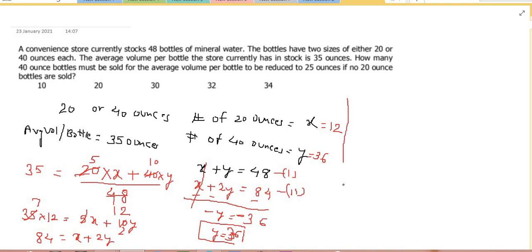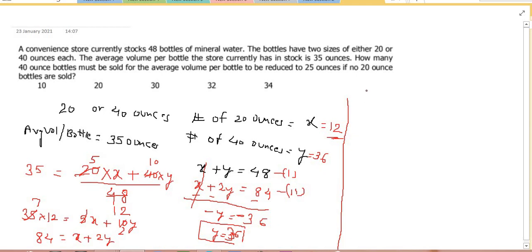All right. So now it is very important to figure out this part. Now that we have figured out the number of bottles, what is the question? The question is, how many 40 ounces bottles must be sold for the average volume per bottle to be reduced to 25 ounces if no 20 ounces bottles are sold? So first thing first, you are not supposed to sell any 20 ounce water bottle. That means that 12 remains the same.